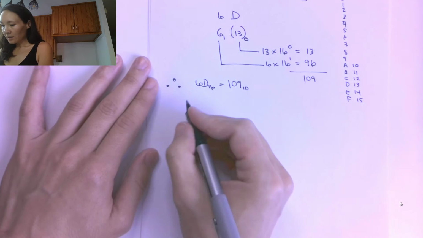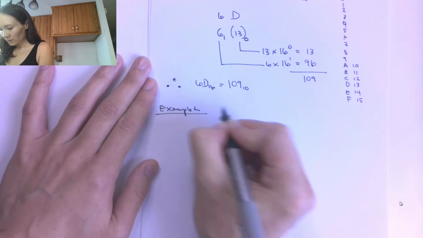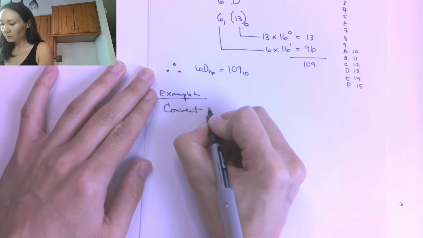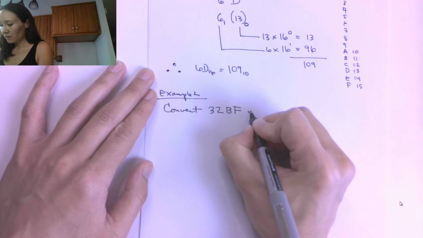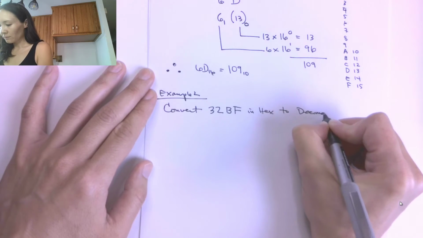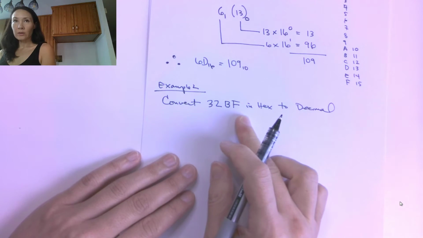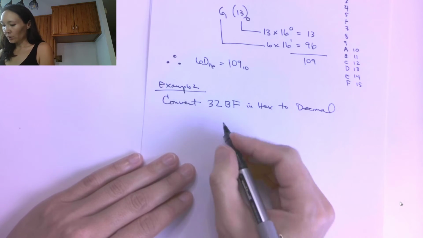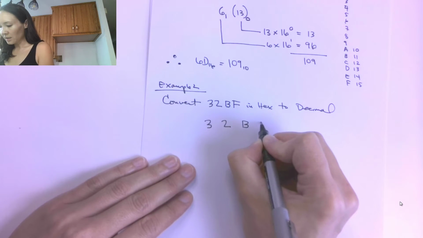Okay, great. So then how about a bigger example? Let's do this again, but this time let's convert 32BF in hex to decimal. Okay, so the first thing we do is we write out the numerals of our hex number, and we write a placeholder subscript. So our numerals are 3, 2, B, F.